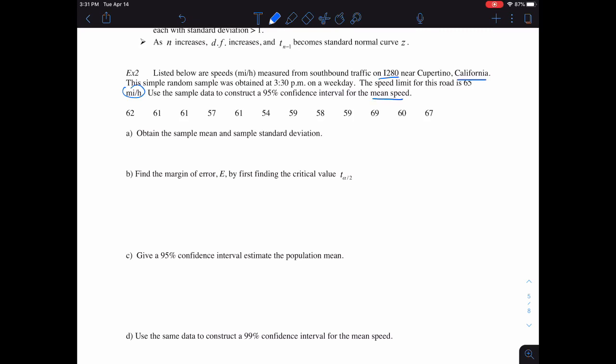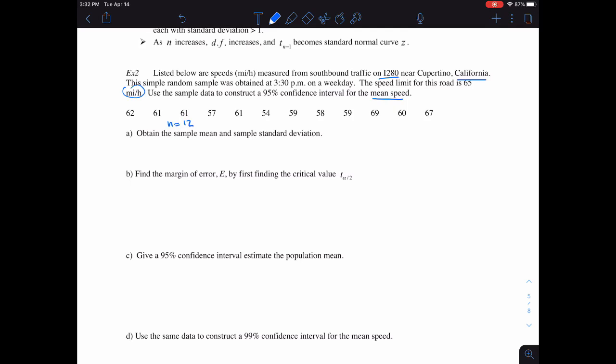Okay, so here we have 3, 6, 9, 12. So a pretty small sample size of 12 random speeds measured on I-280 near Cupertino, California.